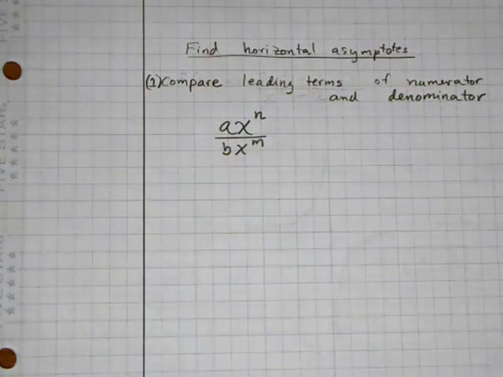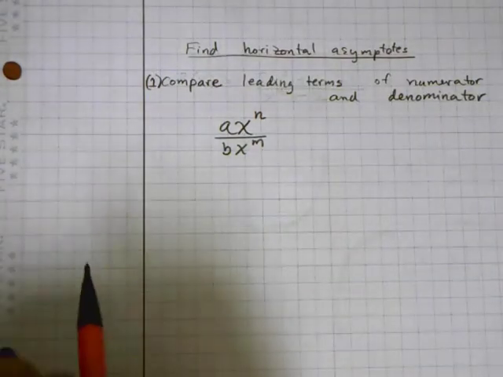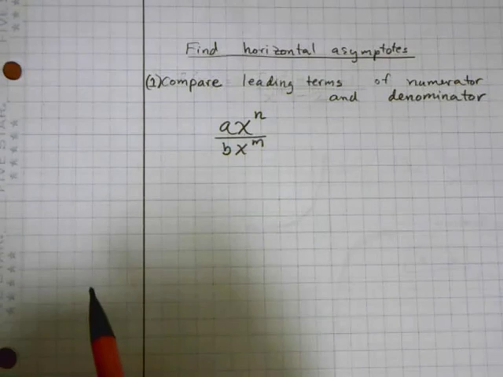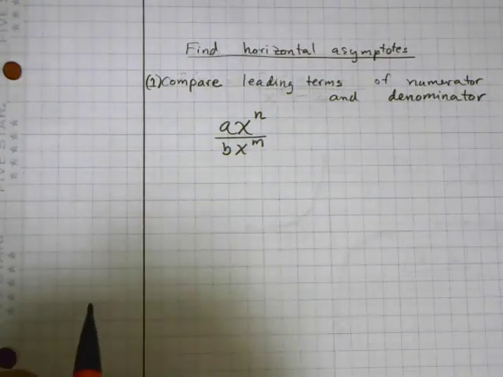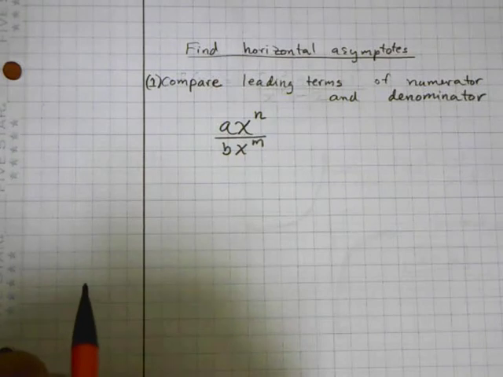Okay, so we've looked at how to find vertical asymptotes. Now let's look at how we can find horizontal asymptotes. And there's a couple steps to this. First, we compare the leading terms of the numerator and the denominator. And the leading term means the term with the greatest exponent on the variable.